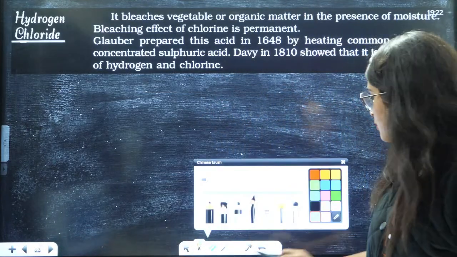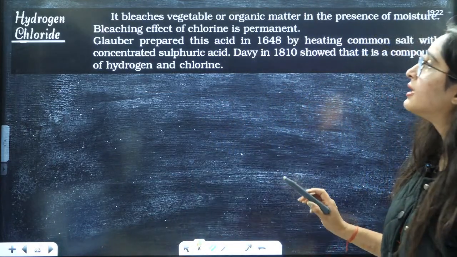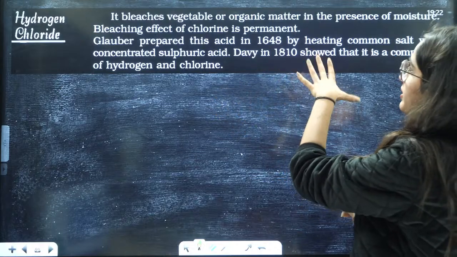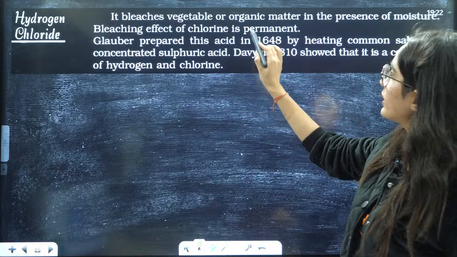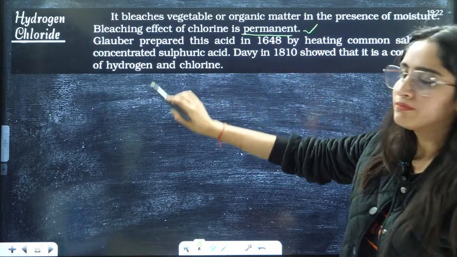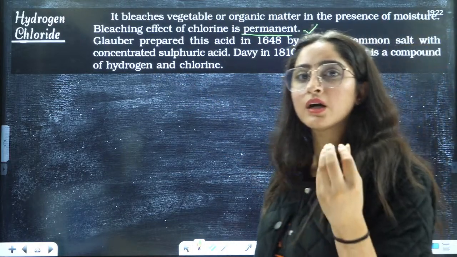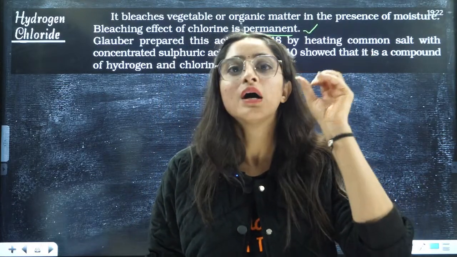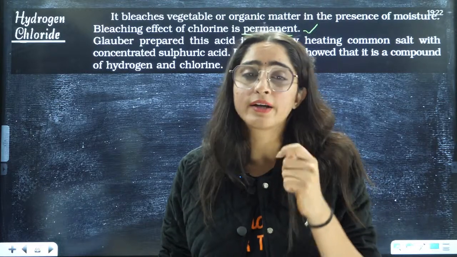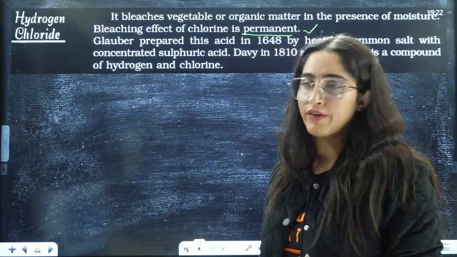Then you have hydrogen chloride. It's a very good acid, right? It bleaches vegetable organic matter in the presence of moisture. The bleaching effect of chlorine is permanent. That means in this case the chlorine is not acting as Cl2, rather in the form of HCl it is showing the bleaching effect.